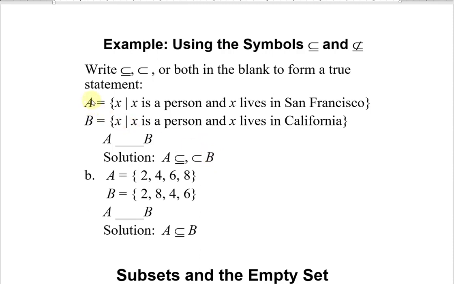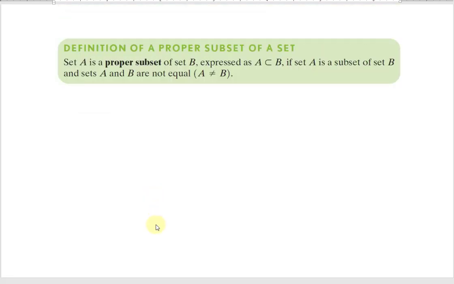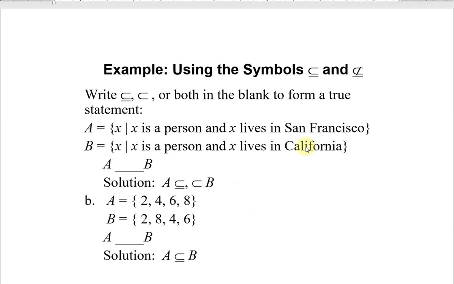However, are set A and B equal? If they are not equal, then we have them to be a proper subset. A is a proper subset of B. Now, California has a lot of different cities. Therefore, San Francisco is not equal to the whole state of California. Therefore, A and B are not equal, and A is the proper subset of B. So in this case, the subset and the proper subset are both true for A and B.